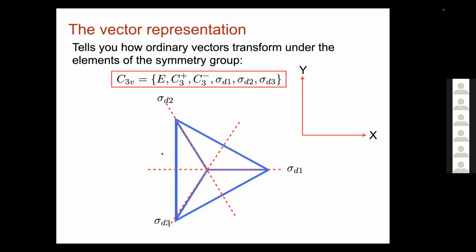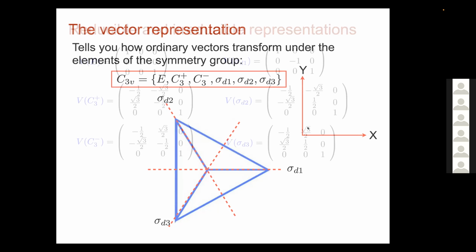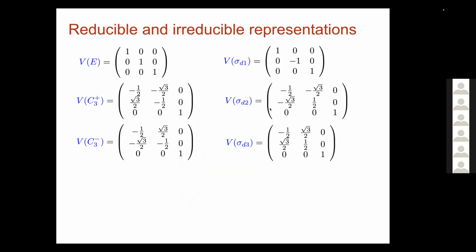Now, if you want to construct any representation, a representation is a set of matrices. And of course, matrices depend on the coordinate system you use. So the matrices that I'm going to show you are valid only for this coordinate system, x parallel to sigma d1, y, and then z perpendicular to the plane. Okay. And then, these are the matrices.